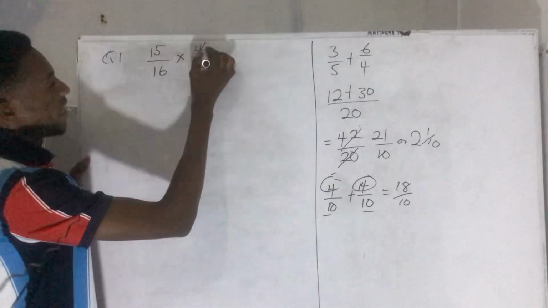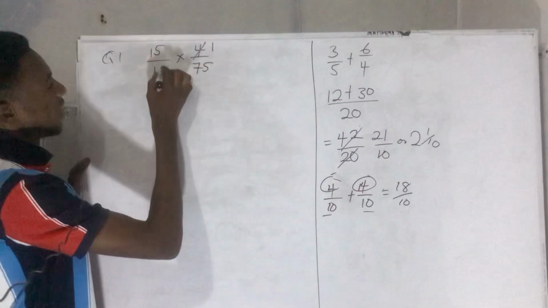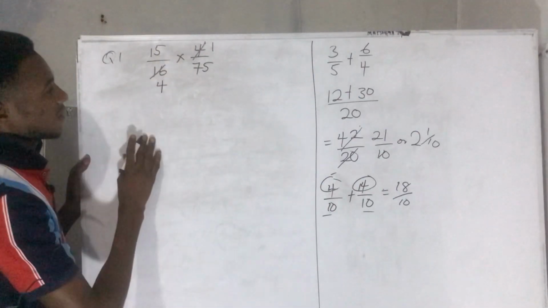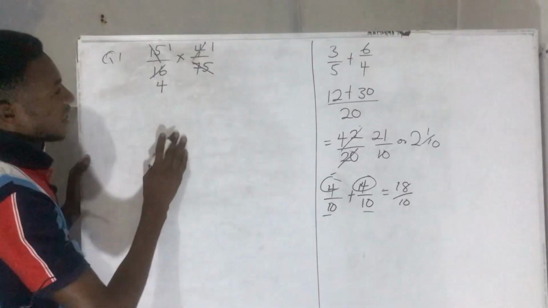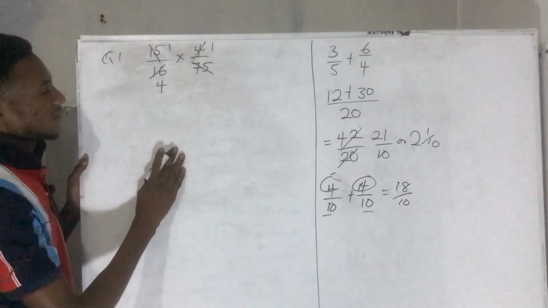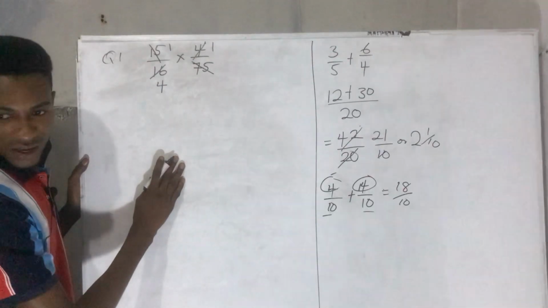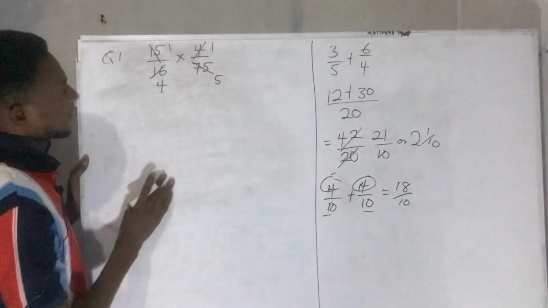So 2 will go here. 4 will go here how many times? Once. And 4 will go here how many times? 4 times. Now 15 will go into itself once. 15 will go into this place how many times? 5 times. Okay, so we have 5 times over here.